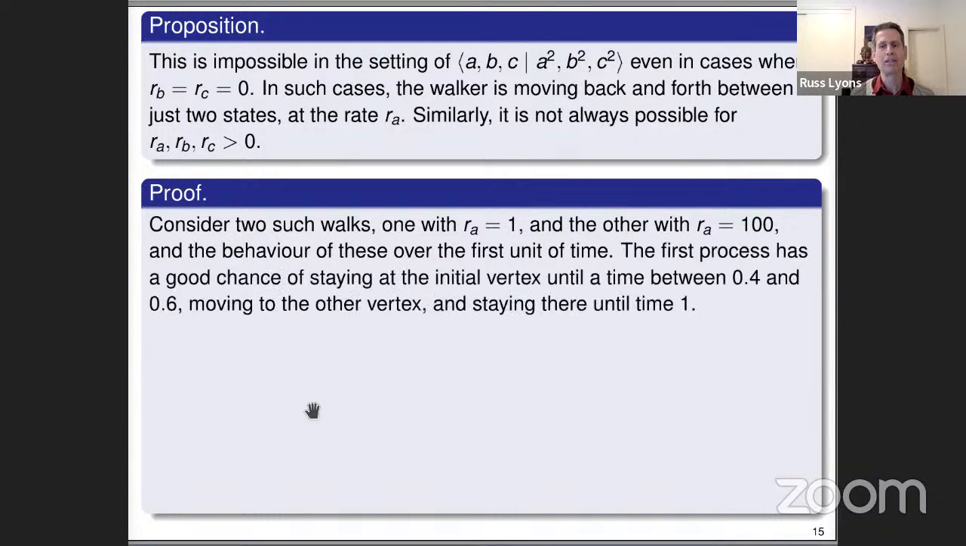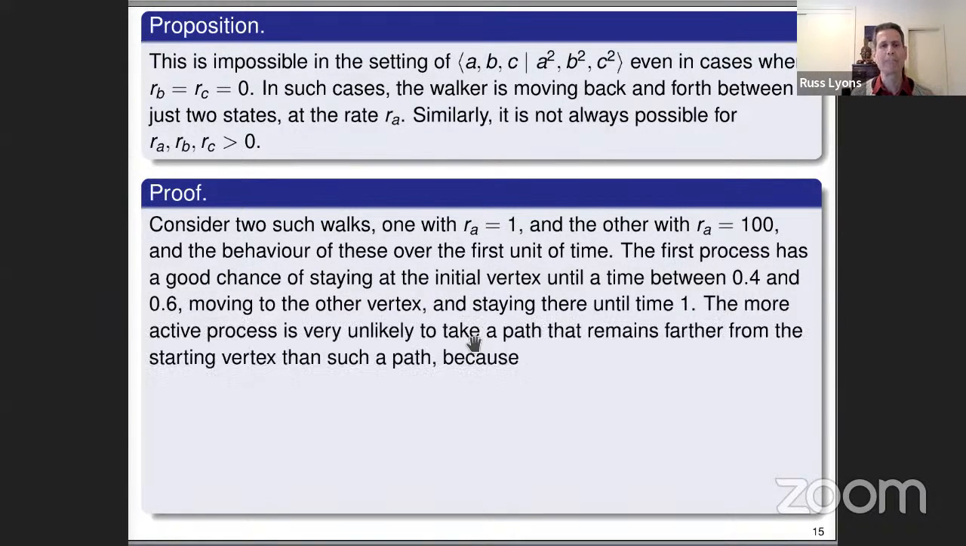It can't. So to prove it rigorously, let's look at the following example. The first process, this moderate one, has a good chance of staying at the initial vertex until sometime between 0.4 and 0.6. We're only looking at the first unit of time. And then it will stay there until time 1. Reasonable chance of that happening.